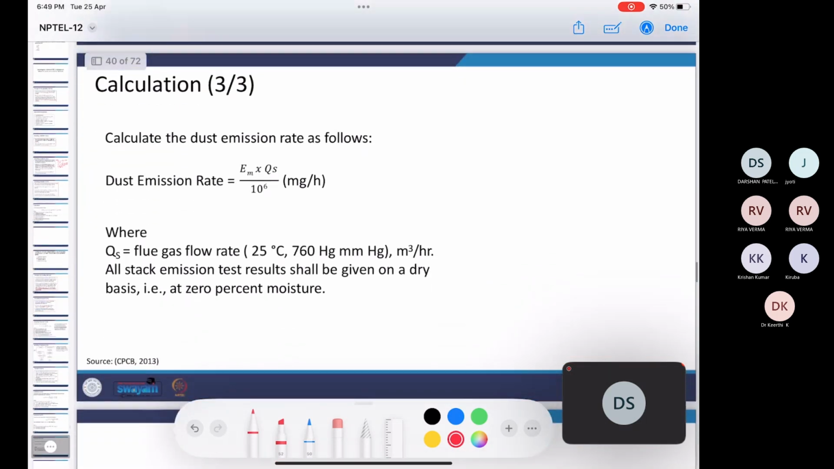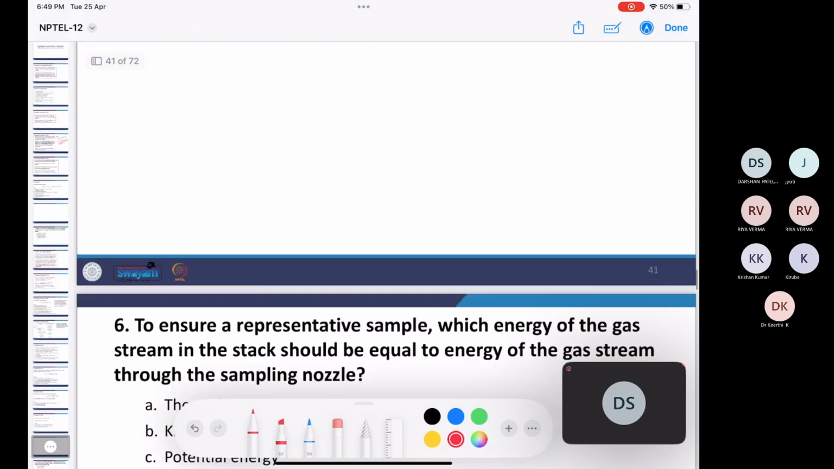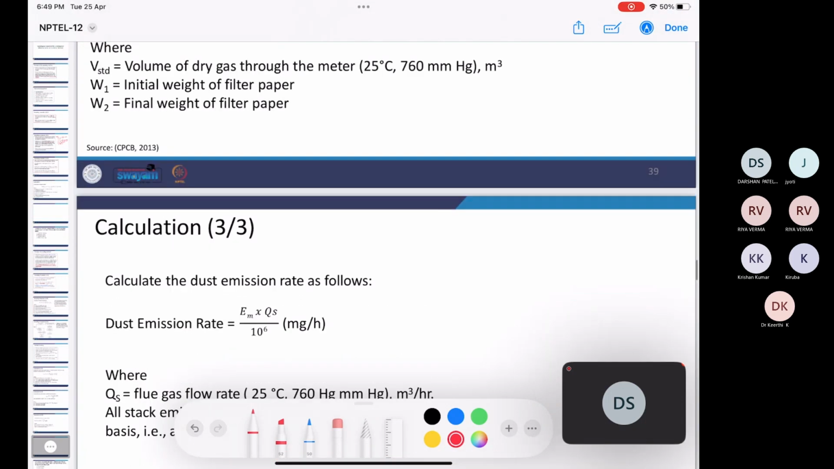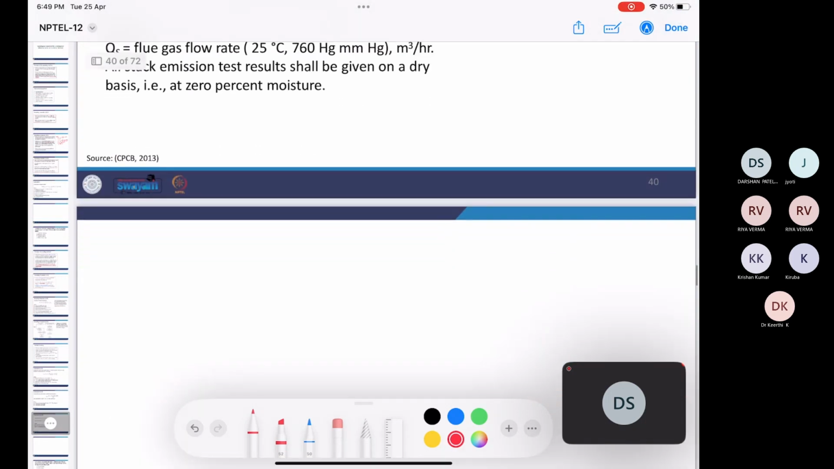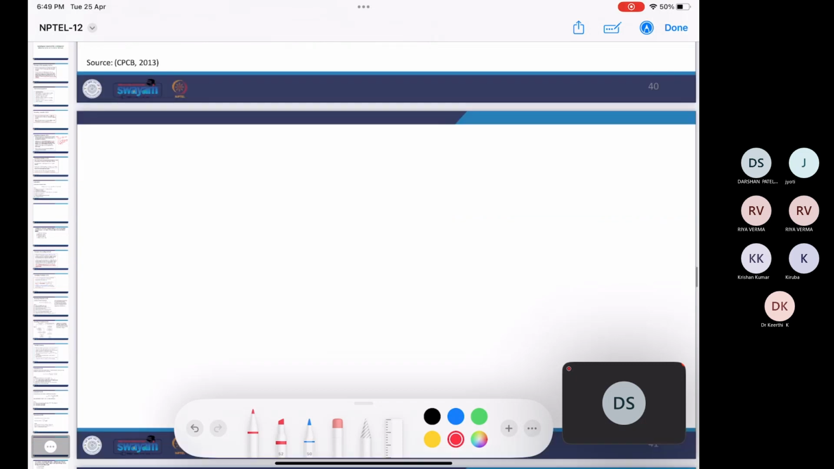And the dust emission rate is calculated as EM into QS divided by 10 to the power 6 milligrams per hour. So this is how we perform the sampling of the particulate matters from the stack or a chimney.